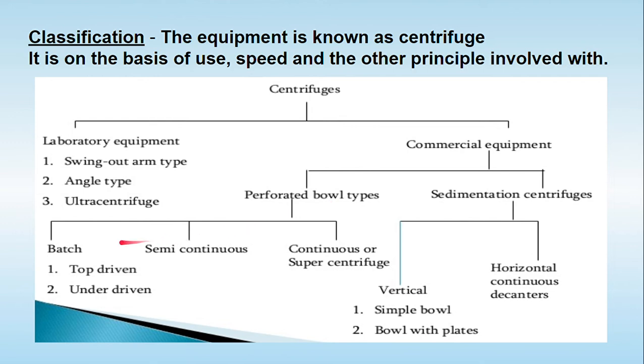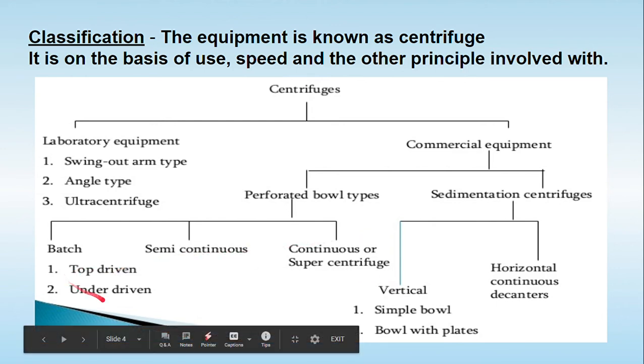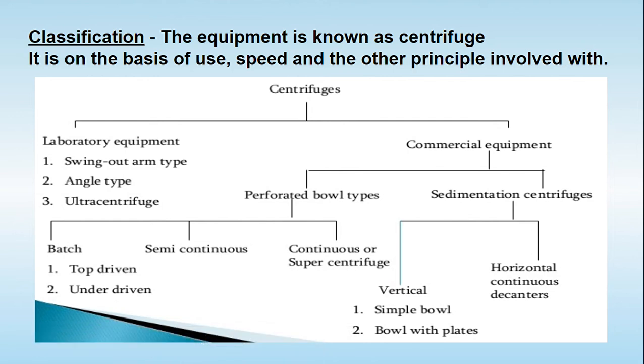They can be classified into three subcategories depending upon the way of operation: batch operated, semi-continuous or continuous, or the super centrifuge. The batch operated can be further subclassified depending upon how it is operated, whether it is rotated from the top or the bottom. Depending upon that, it will be top driven or under driven.